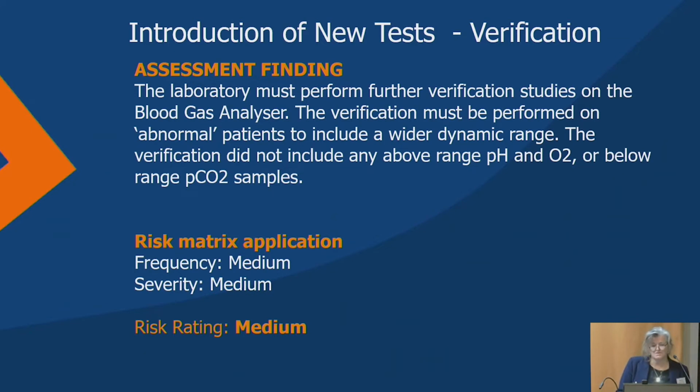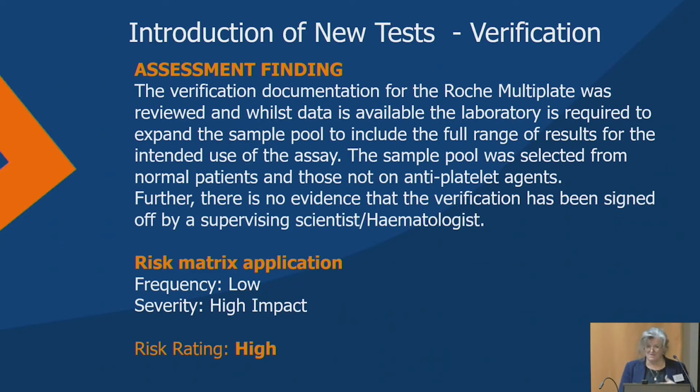But a more medium risk one was a lab that must perform further verification studies on the blood gas analyzer. There were no abnormal patients used to verify this one, and they didn't include above range pH or oxygen. So we're getting into a higher risk. These results are going out, and there's been no check on them. No one's done anything. So alarm bells are starting to go. And is it a once-off? Is there not any other equipment? Has every other piece of equipment been verified appropriately? You'd start to go, I need to investigate this a little bit further, and ask the questions.